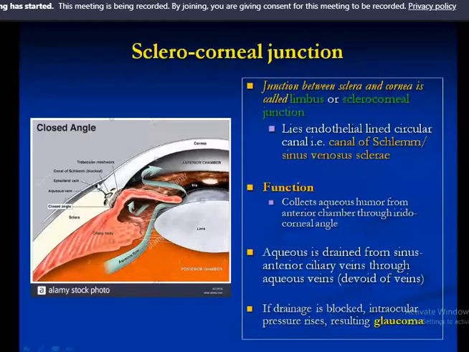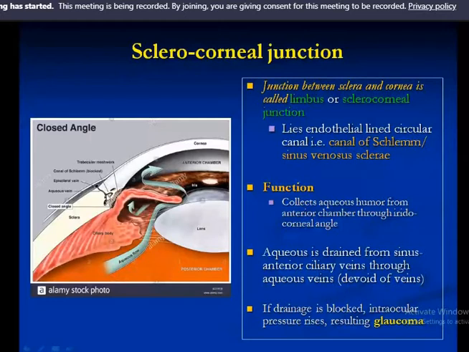Now the anterior ciliary vein and the canal of Schlemm are attached to each other by the aqueous vein. Did you see the aqueous vein? This aqueous vein is not devoid of valve, remember that. So it does not have any valve. So from the canal of Schlemm, the aqueous will enter into the anterior ciliary vein through the aqueous vein.